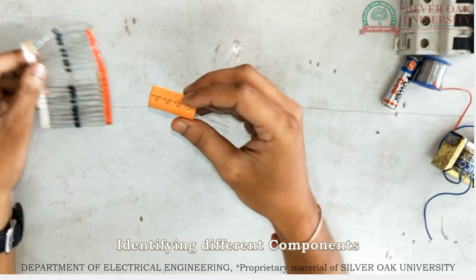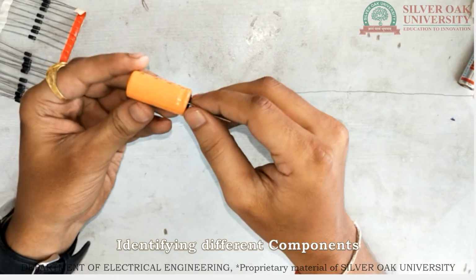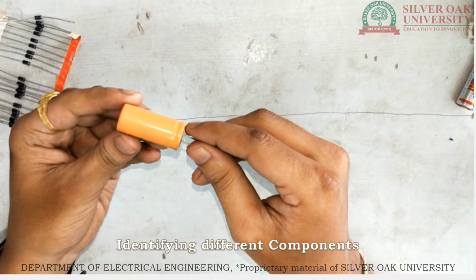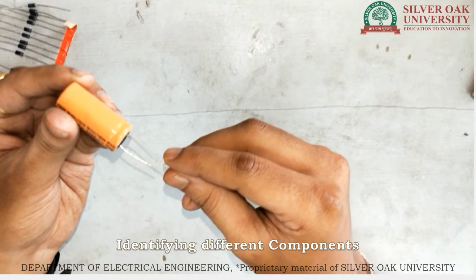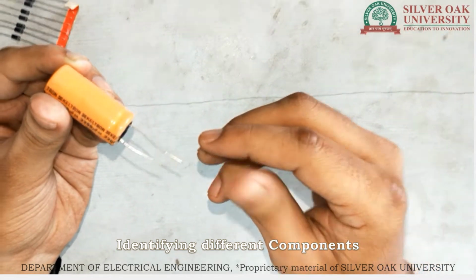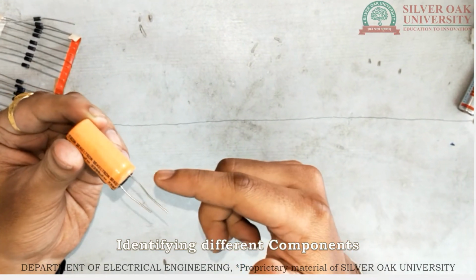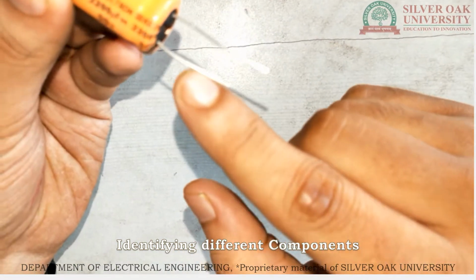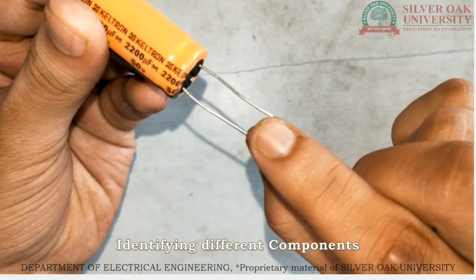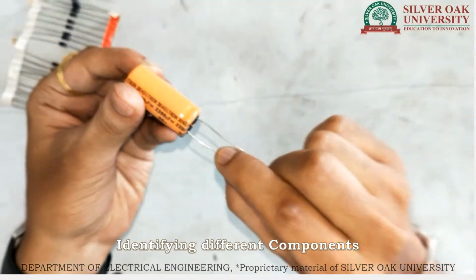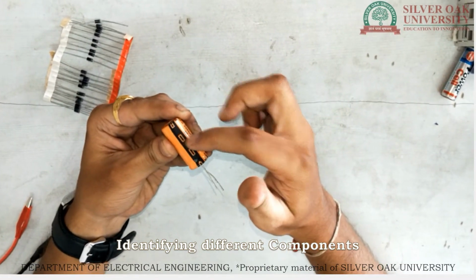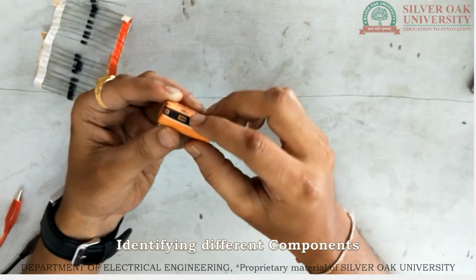Now this is basically your capacitor. As we know, the function of the capacitor is to store energy or charge. There are two terminals of the capacitor, one positive and another negative. We can identify them based on the legs. One leg is longer compared to the other. The longer leg will be your positive polarity and the shorter leg will be your negative polarity. Or for the negative polarity you can see the mark that is here. That means this is your negative polarity.